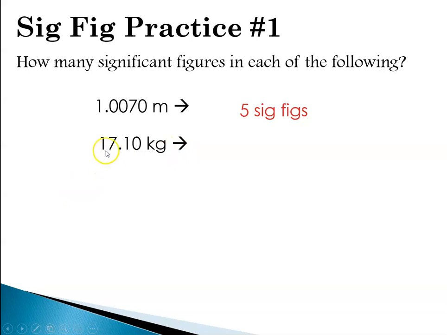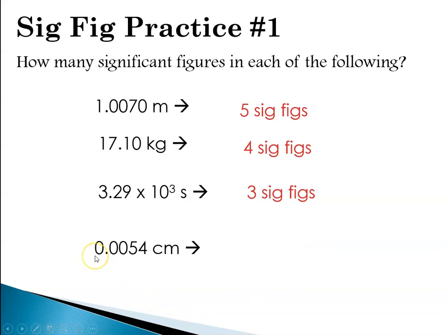This number has a trailing zero, and it contains a decimal point, so I'm counting 1, 2, 3, 4 sig figs. This next number, 3.29 times 10 to the third, this is a number that has been put into scientific notation. For scientific notation, only the numerical part of the number is considered when counting sig figs. So here we have three significant figures.